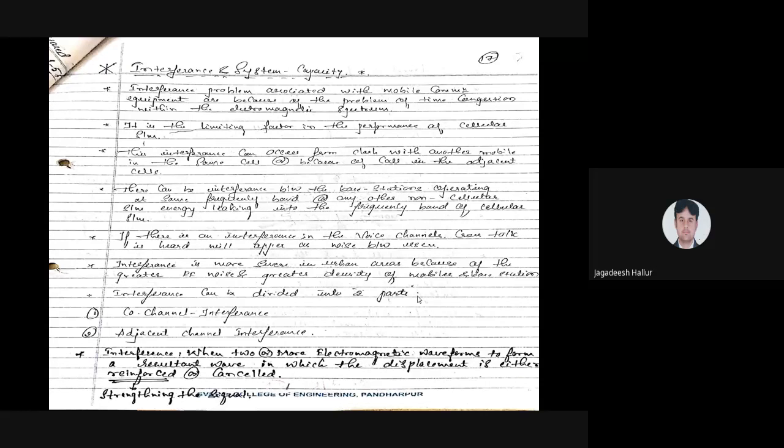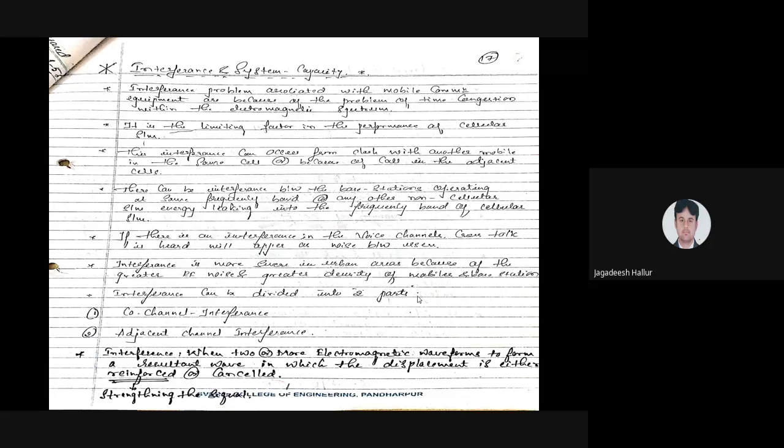Interference and system capacity. What is interference? I already told you. Interference is nothing but interfering of two signals. Two signals are going to collide with each other. That is called interference.